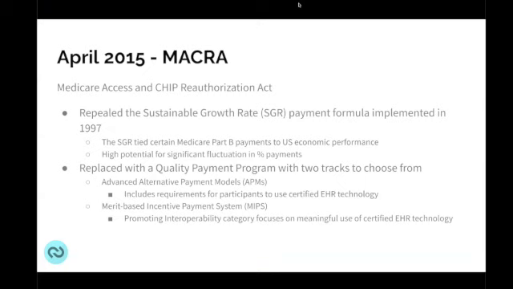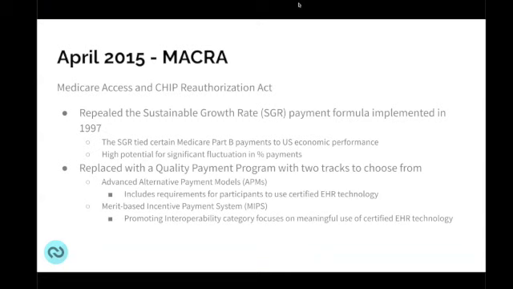So, as you can imagine, with the Medicare Part B payments tied to economic performance, there was a high potential for significant fluctuation in percentages. That had the ability to drastically change from year to year, which was not seen as something that was very good for the long term. So it was repealed with MACRA.